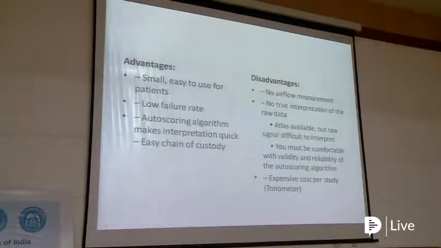There are certain advantages of this device. It's small, easy for patients to use, has a low failure rate, the auto-scoring algorithm makes interpretation quick, and it has an easy chain of custody. The disadvantages are that there is no airflow measurement, no true interpretation of the raw data, and it is expensive. So in our setup, it has to be used in a very careful manner.